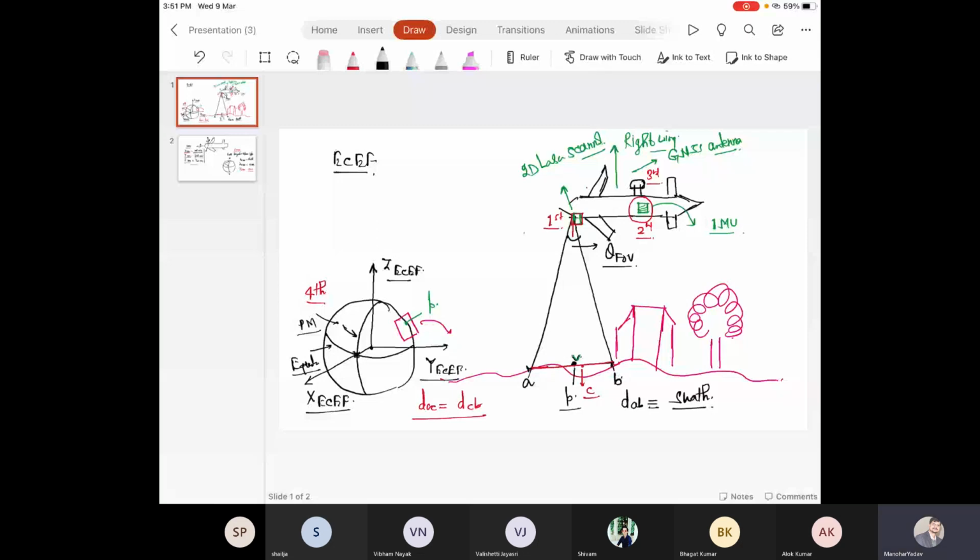Now we'll see the raw measurement that is collected by the laser scanner unit in terms of range and scan angle, and how it is transformed by combining the measurements of IMU and GNSS, as well as some calibration parameters, to transform the coordinate of point P from this instrument reference system to this ECEF, this vector. Okay, see carefully.